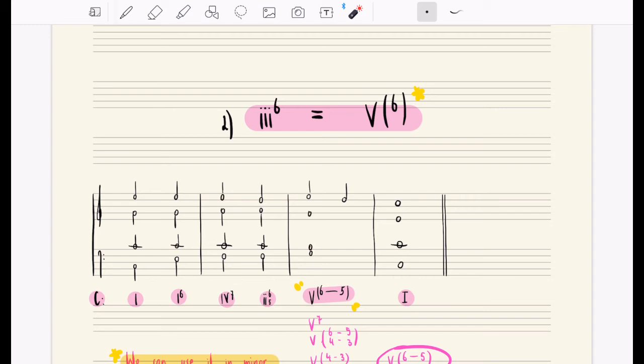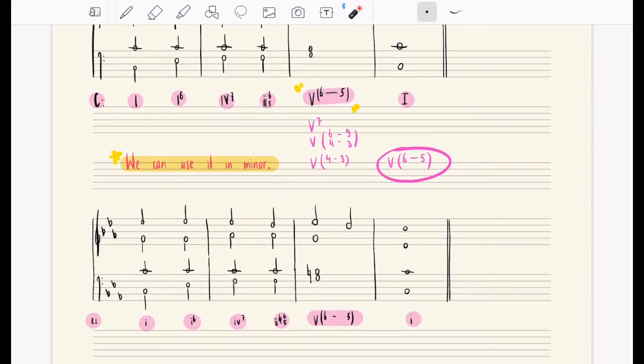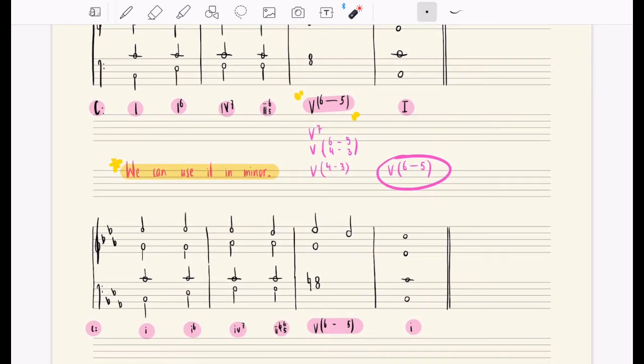What's important with this chord is that we can use it in minor, because we are really no longer talking about chord 3 here. We're talking about the dominant with the suspended 6. So we can use the dominant with the suspended 6 in a minor key. Take a look at this example.